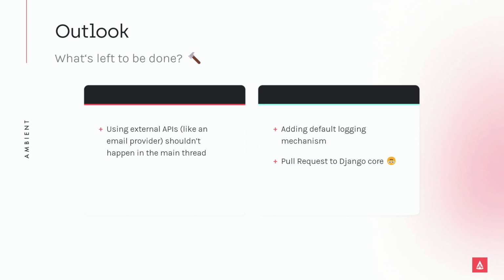As I said, the logging thing is not part of this yet. I think I will add in the future some basic functionality for this so that you don't have to worry about it. Because in the end, logging is just a plus and you can just disable it if you don't like it. And with a big wink, maybe a pull request to Django core.